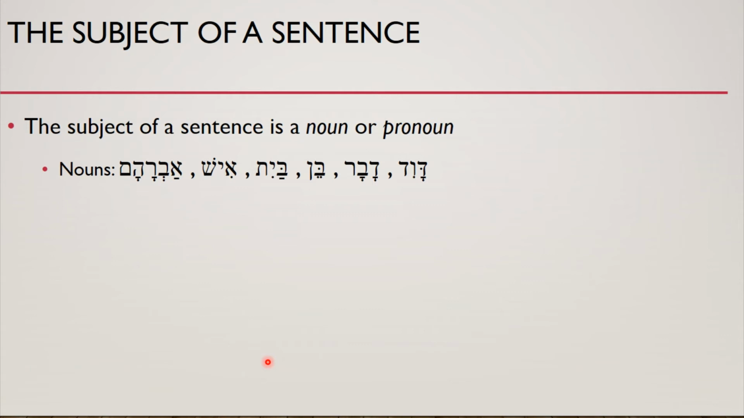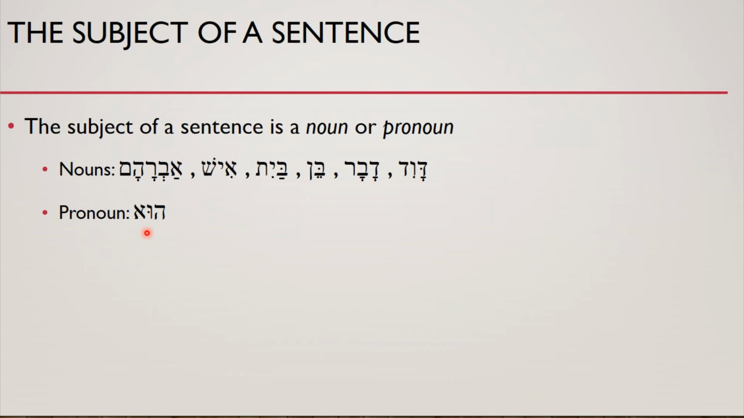As for nouns, these are some of the ones that the chapter gives us. This isn't all of them, but we have David, Davar, which is a word or thing, Ben, which is son, Bayit, house, Ish, man, and Avraham, which is Abraham. These are nouns, and we were given one pronoun, which is a stand-in for a noun, which is hu, which is the word he. If you remember a couple videos ago, I made the joke, in Hebrew, who is he and he is she. So that's a good way to remember it.